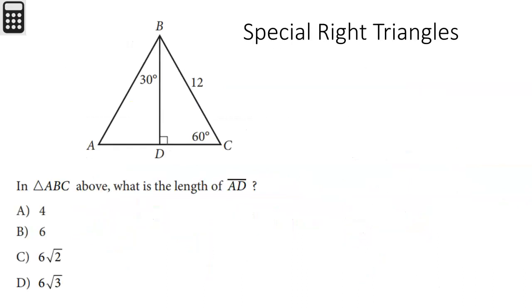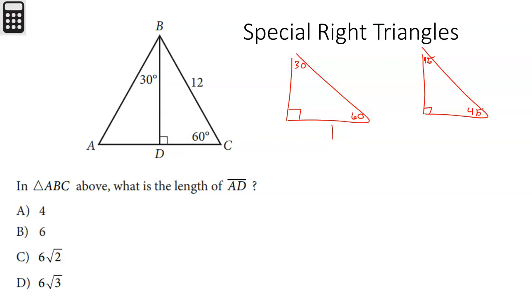Two other types of special triangles, which are actually listed on the reference sheet, are your 30, 60, 90 triangles, not drawn to scale, as well as your 45, 45, 90 triangles. They have the following side lengths.